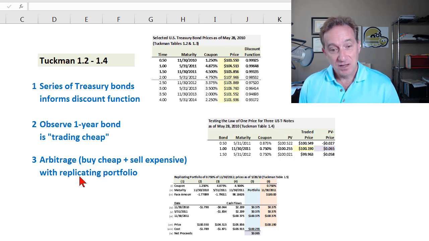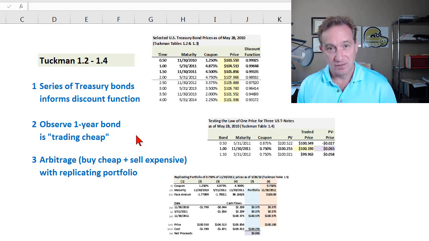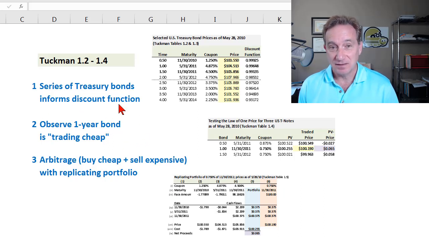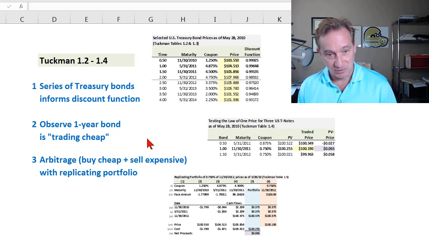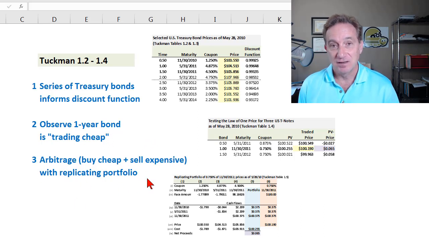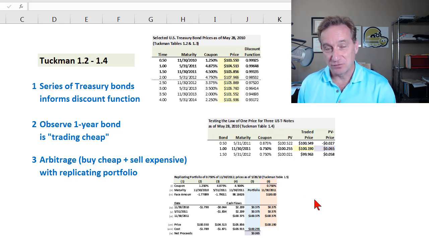In this case, we construct a replicating portfolio that replicates the cash flows of our bond that's trading cheap, so the future cash flows are identical, and then we simply buy the thing that's trading cheap, our bond that we observe to be trading cheap, and we sell the replicating portfolio, in this case pocketing a profit of 6.5 cents per face value on the bond, but the future cash flow streams are perfectly neutralized to 0, so it's an immediate risk-free profit. It's therefore an arbitrage.